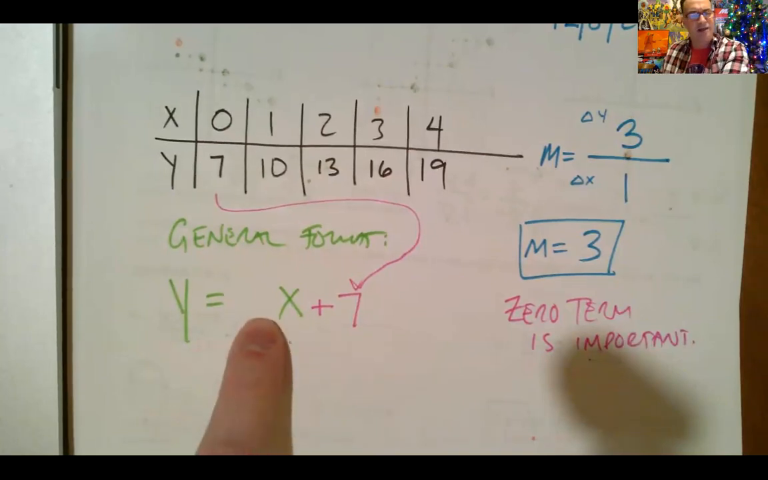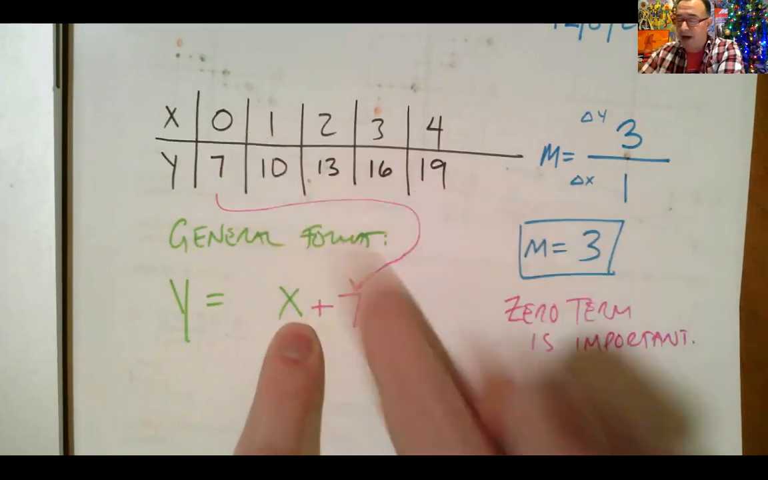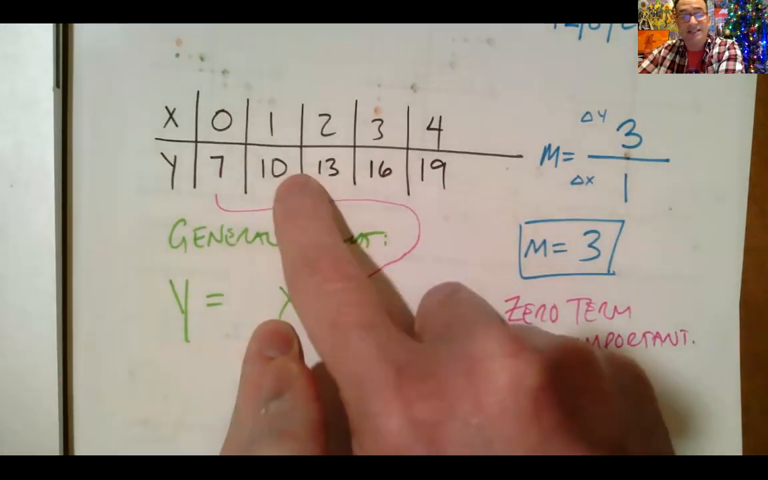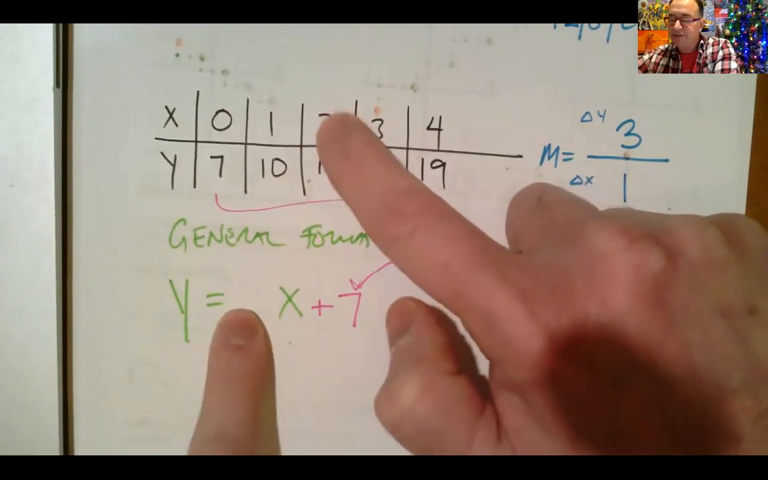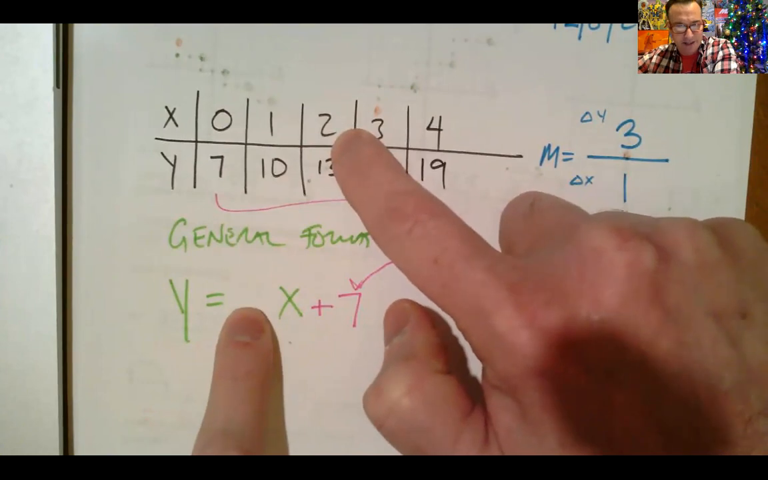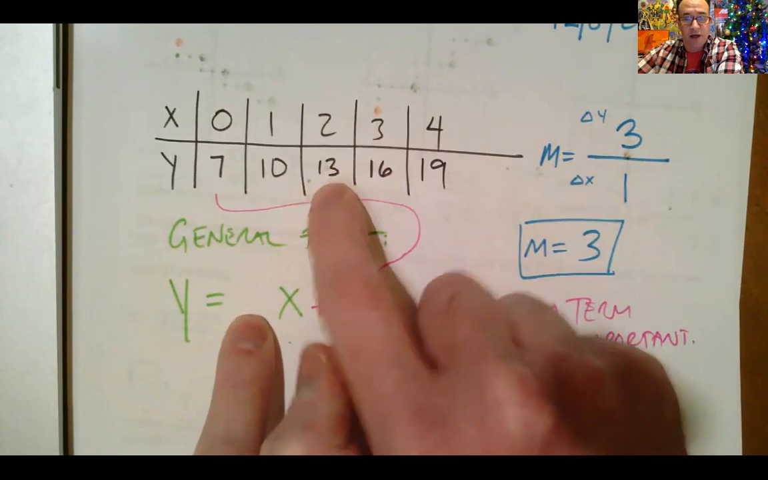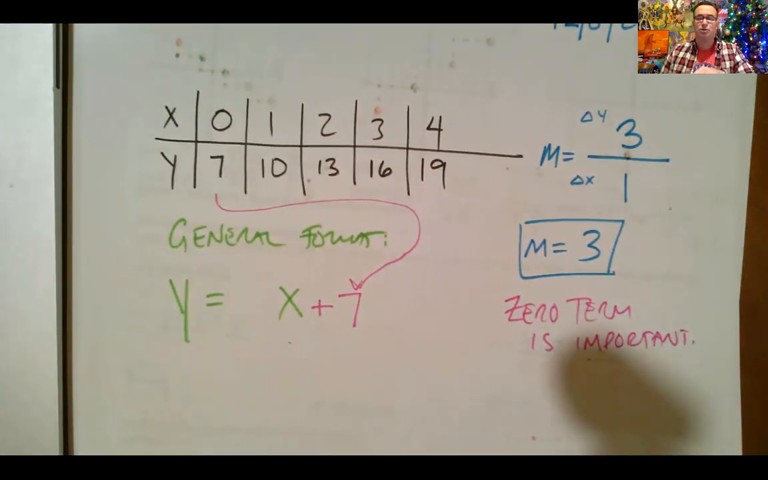If I put a 3 right there, 3 times 0, that's 0. Because again, that 0 wouldn't matter. Plus 7, we're good. 3 times 1 is 3. 3 plus 7 is 10. That legitimately works. Okay, let's try the 2. 3 times 2 is 6. And 6 plus 7, that's 13. That one works as well. 3 times 3 is 9. 9 plus 7 is 16. Hey, you got it. That's absolutely correct.